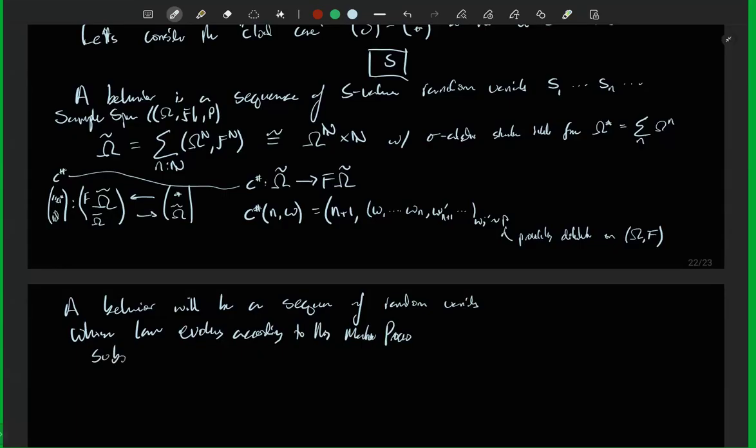Subordinate to the filtration. Let's call it Fi, where Fi is the inverse image of f to the I. So we take omega hat and it goes into I for all I. We have these projections, and we just pull back, and that gives us a filtration.